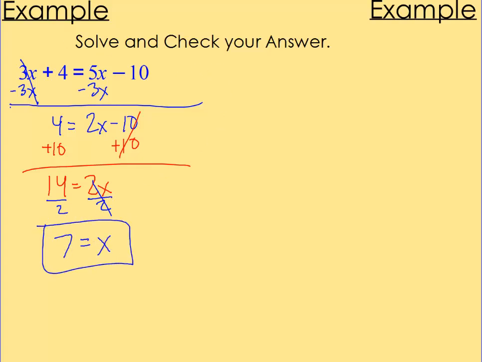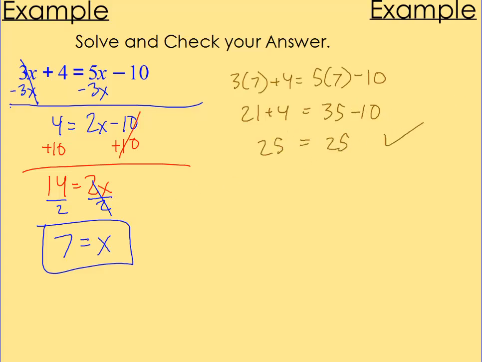Let's check that answer out. So if I plug that in, I get 3 times 7 plus 4 equals 5 times 7 minus 10. So 3 times 7 is going to be 21 plus 4 equals 5 times 7 is 35 minus 10. 21 plus 4 is 25. 35 minus 10 is 25. Those match, so that checks out.